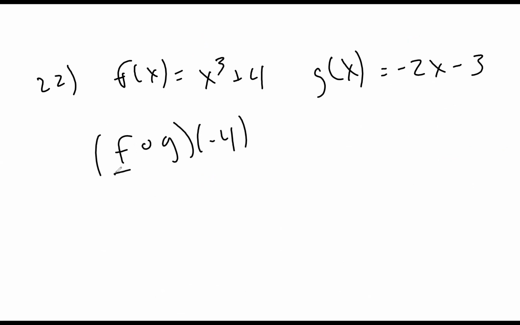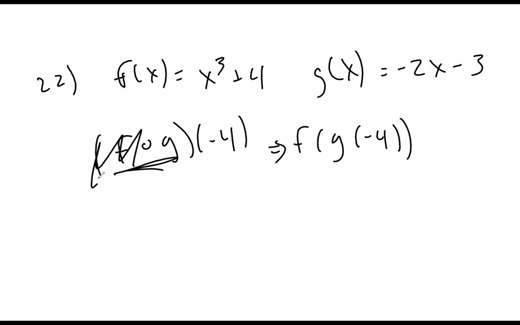Now, the first thing I notice is fog. Remember how I don't like that? So I rewrite this so that I can visualize what I'm doing. And so now I don't care about fog anymore, so to speak. And so the first thing I'm going to do is take negative 4 and put it in g. Then I'm going to get some value. Then I'm going to take that whole value and put it in f. And then I'm going to be done.